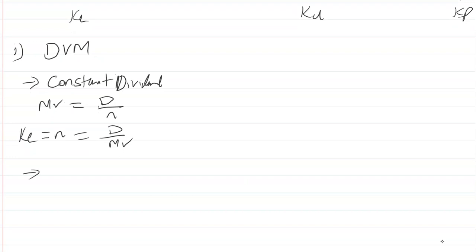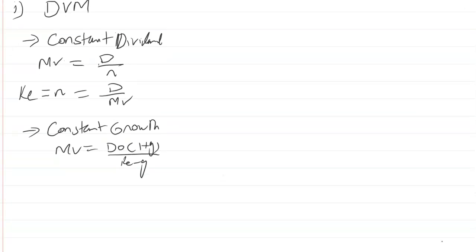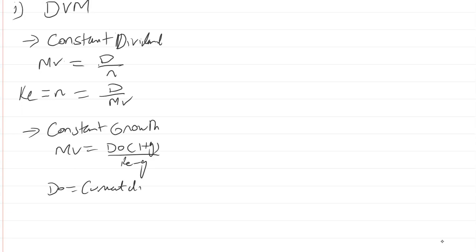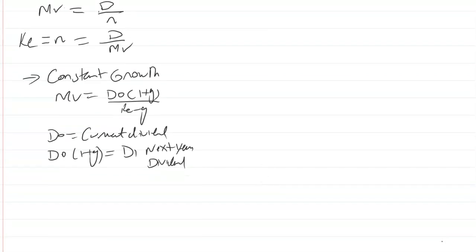There is another formula in which there is an assumption that dividend will grow with a constant growth. In that case, market value is equal to D naught into 1 plus G divided by cost of equity minus G. D naught is current dividend, but if we add 1 year growth into it, it will become next year dividend. And there are two methods to calculate growth. G means growth.